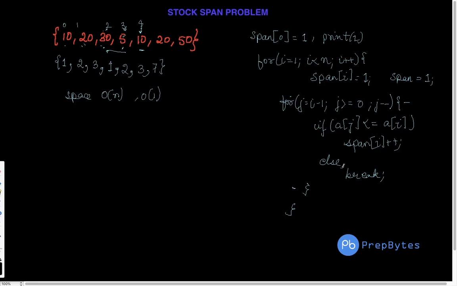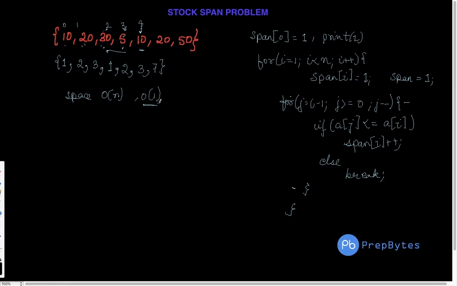We are not using this value right now. As we go further we'll see how we can use it, but for now there's no point in storing it, right? So we can simply print this span for every iteration, and the space complexity becomes O of 1. And in the worst case, what will be the time complexity?